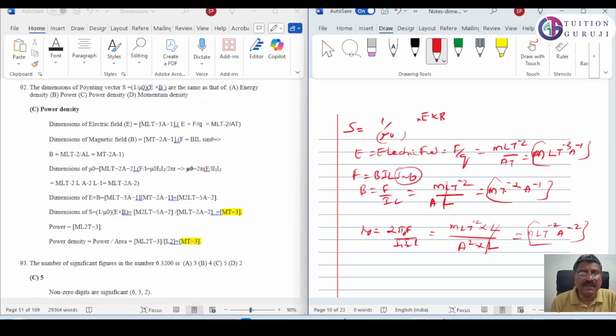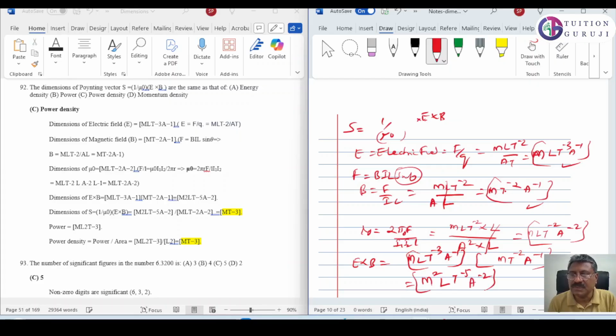Now E into B will be, what is the E? E we got here is M L T raised to minus 3 A raised to minus 1. And B we got here, what is the B? M T raised to minus 2 A raised to minus 1. So E into B we will get M square L T raised to minus 5 A raised to minus 2.